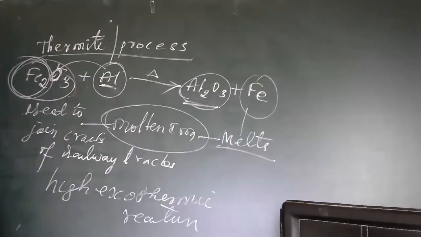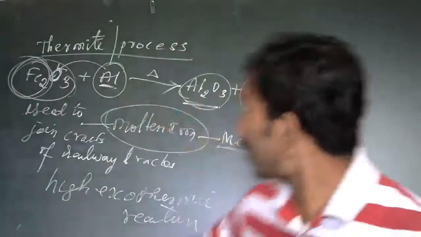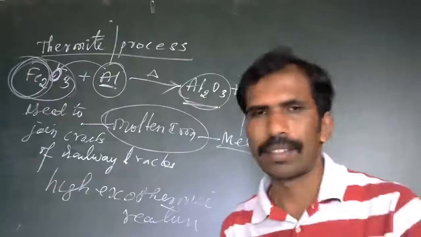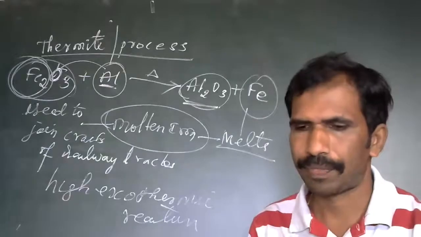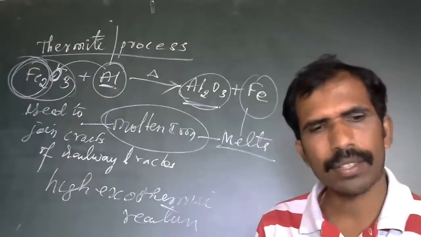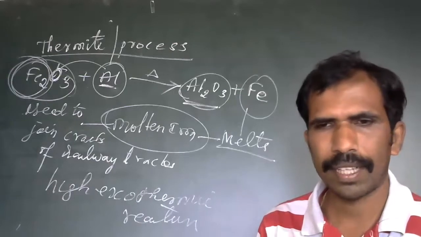So this is also a displacement reaction. Here the more reactive element displaces the less reactive element. Here aluminum is more reactive, and it is used as a reducing agent to reduce the Fe2O3. So in the next part of the lesson, we are going to study the metallurgy process.